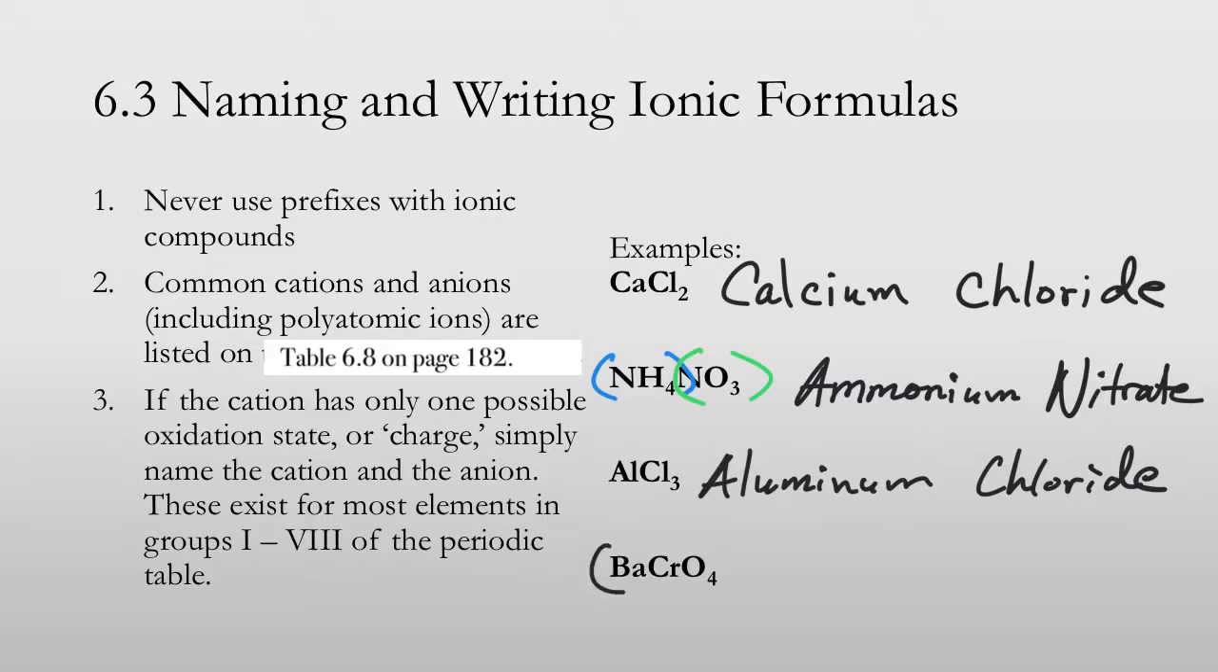And the last one is going to be a barium ion with a chromate ion, and so this is barium chromate. Now, the chromate ion I don't think I can see it in your book on that table 6.8, but it is in one of the labs we'll go over later on. I wouldn't give that to you on a test though, so you don't need to worry about that, but you can Google it. The CrO4 is a chromate.